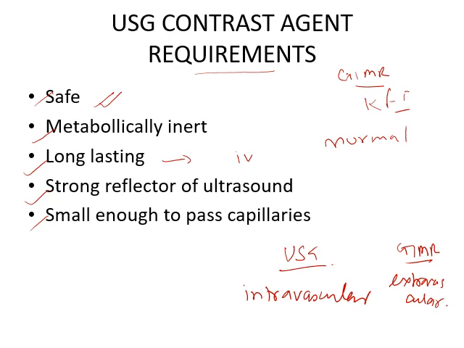So they should be small enough to pass the capillaries, and they should go to the place where they are actually needed. Suppose we are going to do USG contrast to see the ventricular wall or ventricular wall motion abnormalities. So when we are giving them IV, they should go and collect inside the ventricles so that we are able to see them.